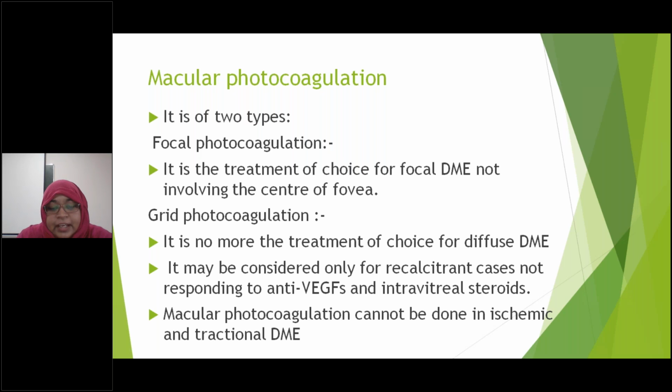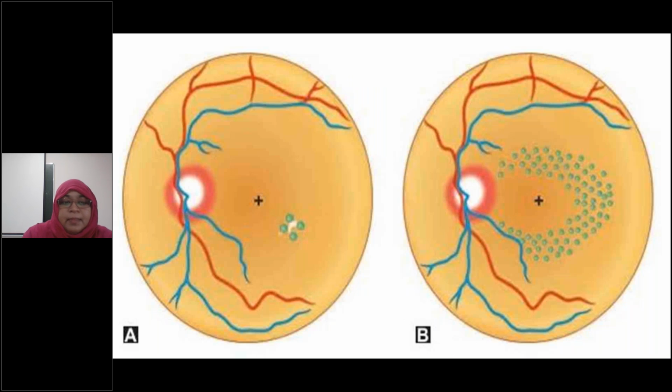And macular photocoagulation cannot be done in ischemic and tractional DME. Okay, so macular photocoagulation can be done only for focal and diffuse DME. In ischemic DME and tractional DME, macular photocoagulation is contraindicated. It should not be done in ischemic and tractional DME.